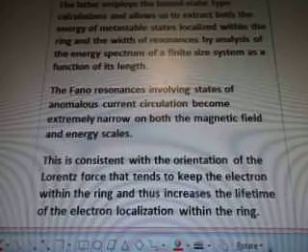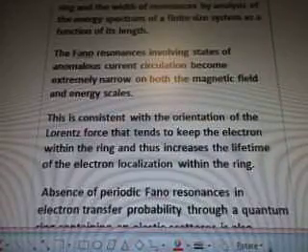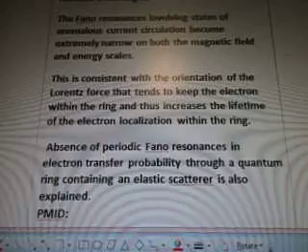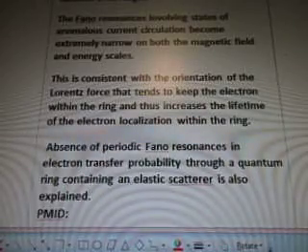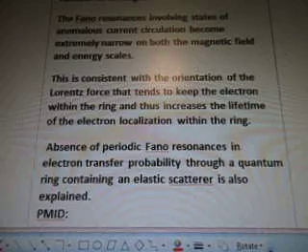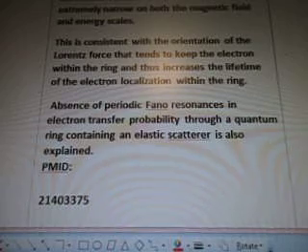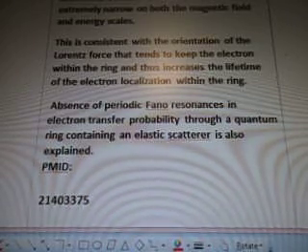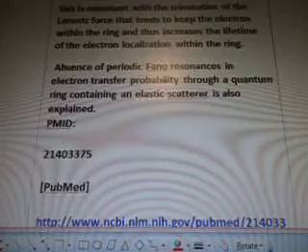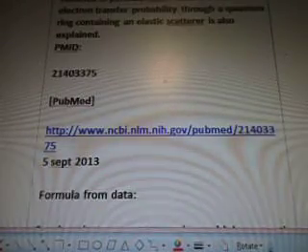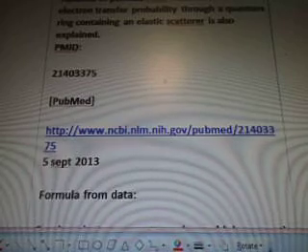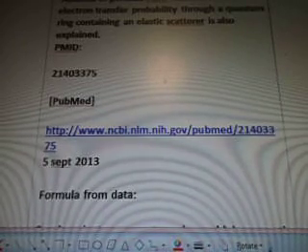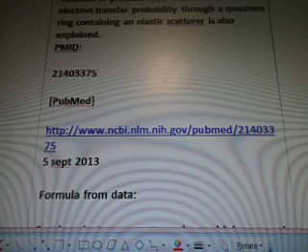The Fano resonances involving states of anomalous current circulation become extremely narrow on both the magnetic field and energy scales. This is consistent with the orientation of the Lorentz force that tends to keep the electron within the ring and thus increases the lifetime of the electron localization within the ring. Absence of periodic Fano resonance and electron transfer probability through a quantum ring containing elastic scatter is also explained. And you want to take a look at their files because they have a lot more to say than what I've put here. So it's www.ncbi.nlm.nih.gov, and that's their link.